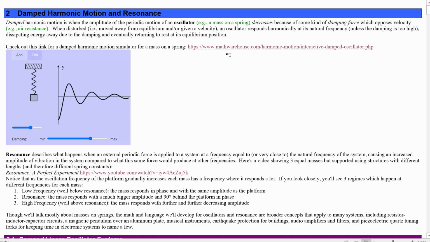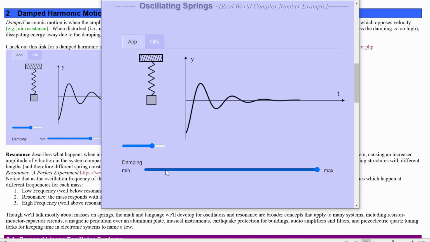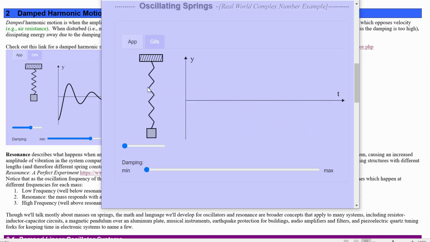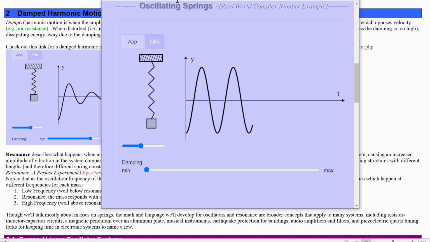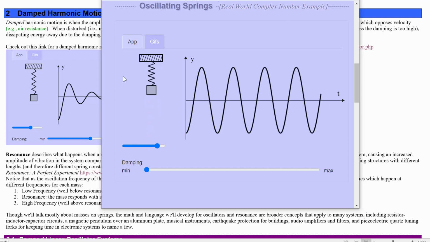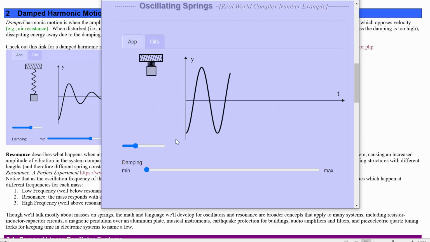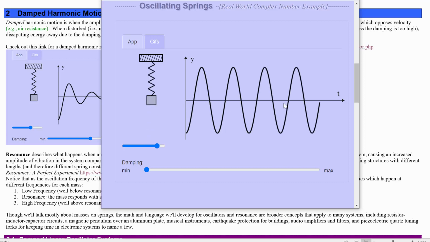So here's a cool link to Math Warehouse that you can use to explore this a little bit. What's going on is we have a mass on a spring, and this is showing what the response would be over time. You might remember from first year that a system like this oscillates with simple harmonic motion, and it is just a sinusoid forever. It will never change from that. The amplitude is just a constant.